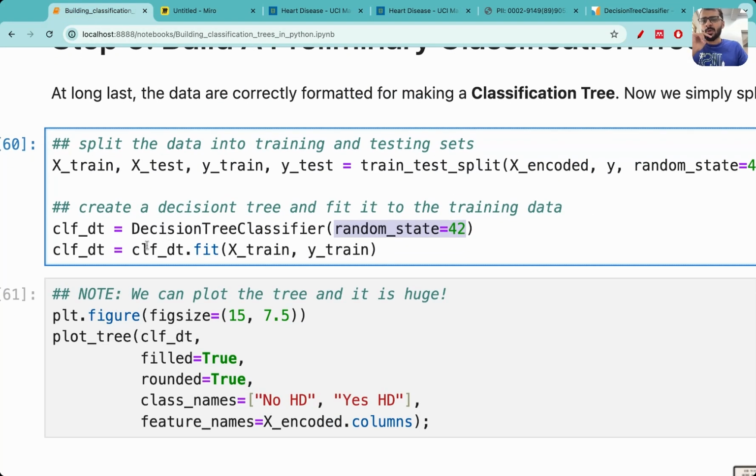And then what we are going to do is use dot fit. We first initiate an instance of this class and create a variable called clf_dt, which is classification decision tree. Then using this, we fit X_train and y_train. That's it. This one simple line will fit the decision tree.